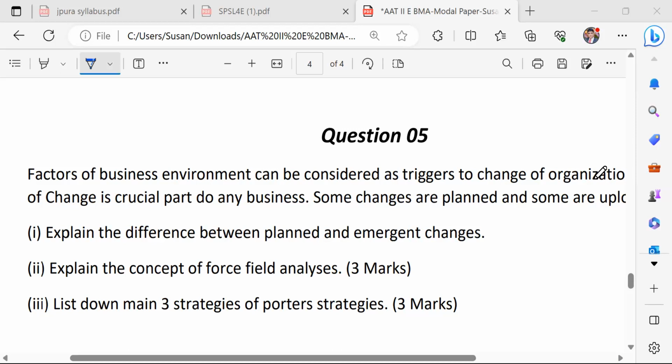List down the main 3 strategies of Porter's generic strategies, right? In Porter's generic strategies, we have discussed the main 3 forces, right? List down 3 strategies. What are the strategies that Porter has introduced as generic strategies, right?